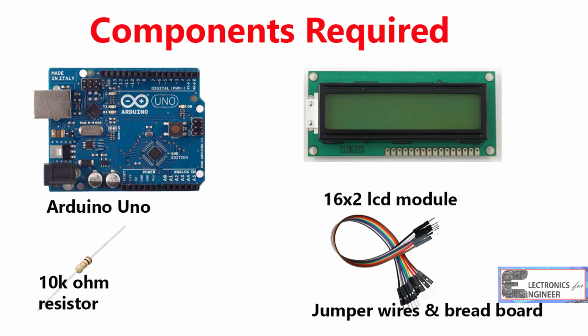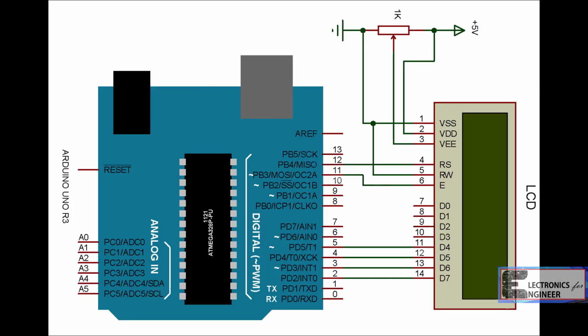What are the components required to make this? We just need an Arduino Uno board, a 16x2 LCD module or 20x4 LCD module, a 10k ohm resistor, jumper wires and a breadboard. Now just see the circuit diagram and connect your connections according to it. If you don't know how to interface an LCD module with Arduino, just follow my previous video, where I explained it very well. Connections are very simple, you can connect them very easily.